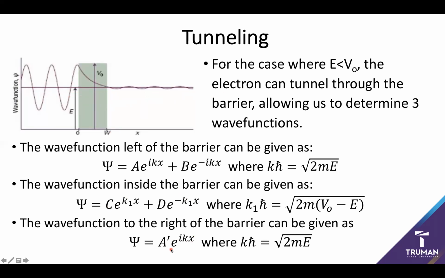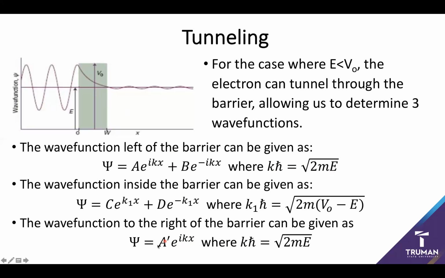This is related by this e to the minus kx. It is worth noting that this k is the same as the k on the first side. This means that my particle has the same energy inside the box as outside the box, which means it has the same momentum as well, which is kind of a cool idea. So it's going to have the same wavelength and a lot of the same properties.